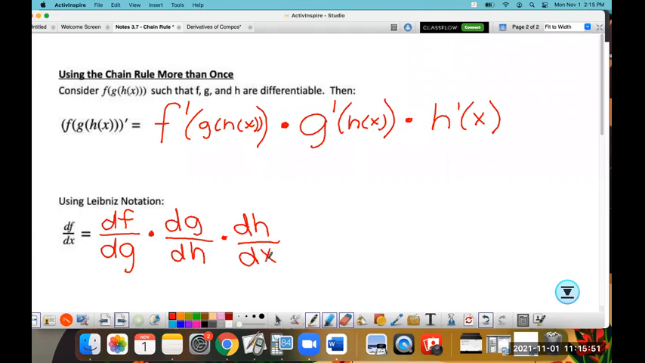So every function that we have would be what you're taking the derivative with respect to. All right.